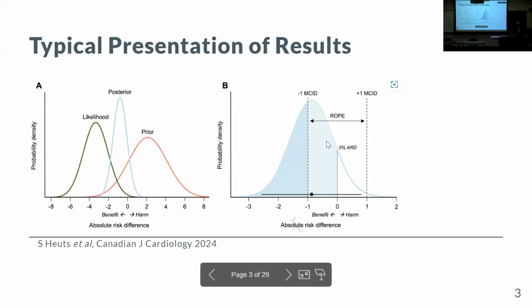You can calculate the probability that the benefit is the benefit of achieving the minimum clinically important difference or better. That's the area to the left. And you can calculate the probabilities of harm, which would be areas on the right. So you see, once you mark off the clinical thresholds, you can calculate probabilities for any interval of interest.